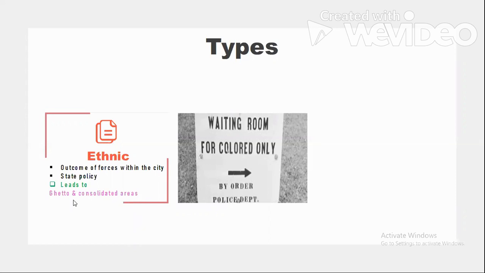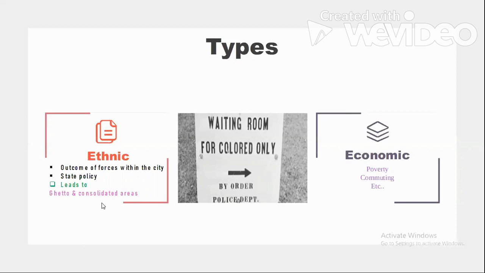Now, what is ghetto and this consolidated area? I have told detailed about this in my previous lecture of ecological approach. So you can check that again to know about ghetto and consolidated areas. The second one is economic type. Now, when we say economic type, poverty.